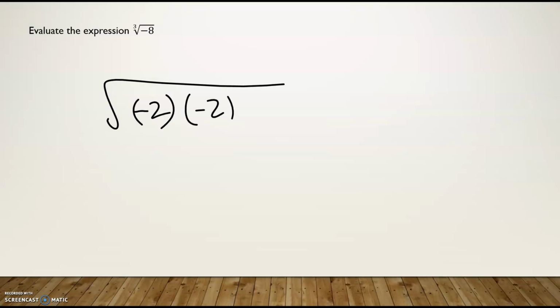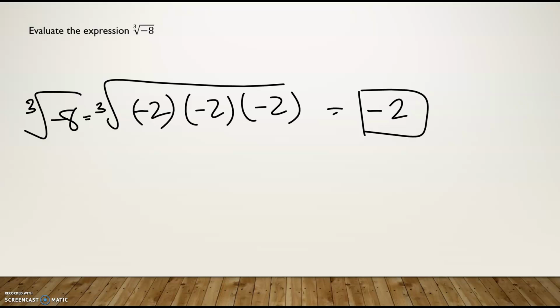So what we need to figure out is what number times itself 3 times will give us -8. Well, if we do -2 times -2 times -2. So negative times a negative is positive. Positive times a negative, that's a negative. 2 times 2 is 4. 4 times 2 is 8. Okay, so our answer, and I should have written it, should be -2. So notice that this is not an imaginary number, this is an actual number, because we have an odd root instead of an even root.